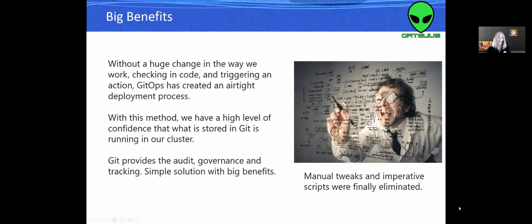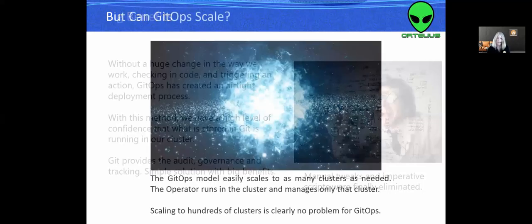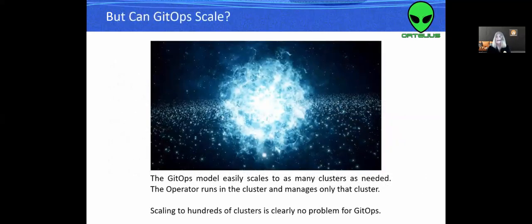Manual tweaks and imperative scripts were completely eliminated. And that, in essence, was the goal of GitOps, and it's the goal of infrastructure as code in general. So the question we have to ask ourselves, can GitOps scale? And I think we all know that from an architecture perspective, it can. It can scale to as many clusters as needed.